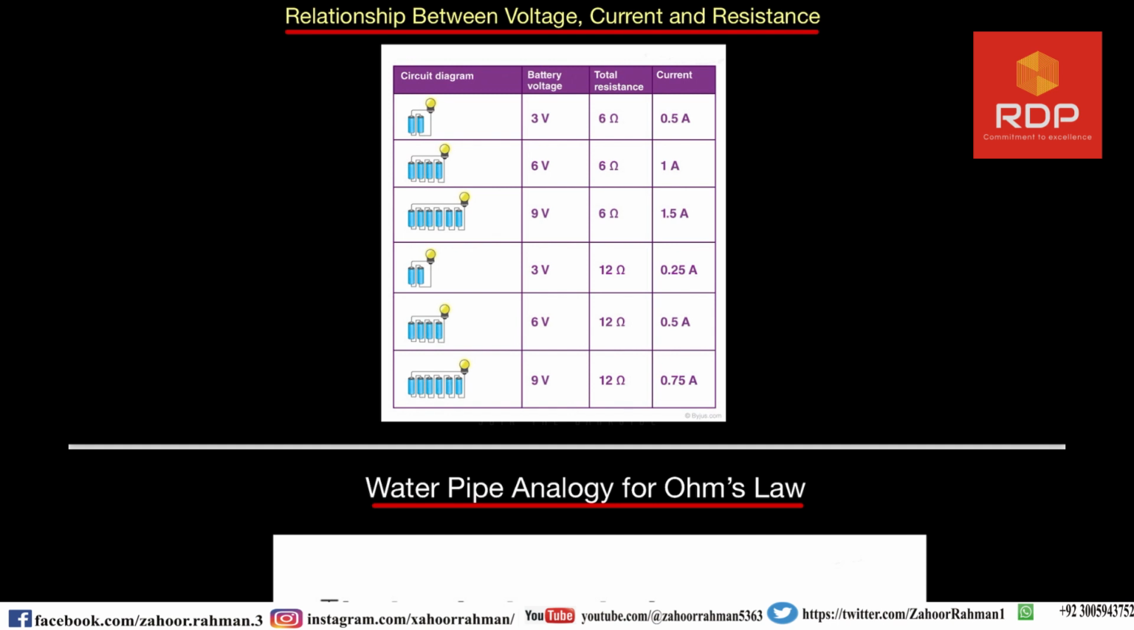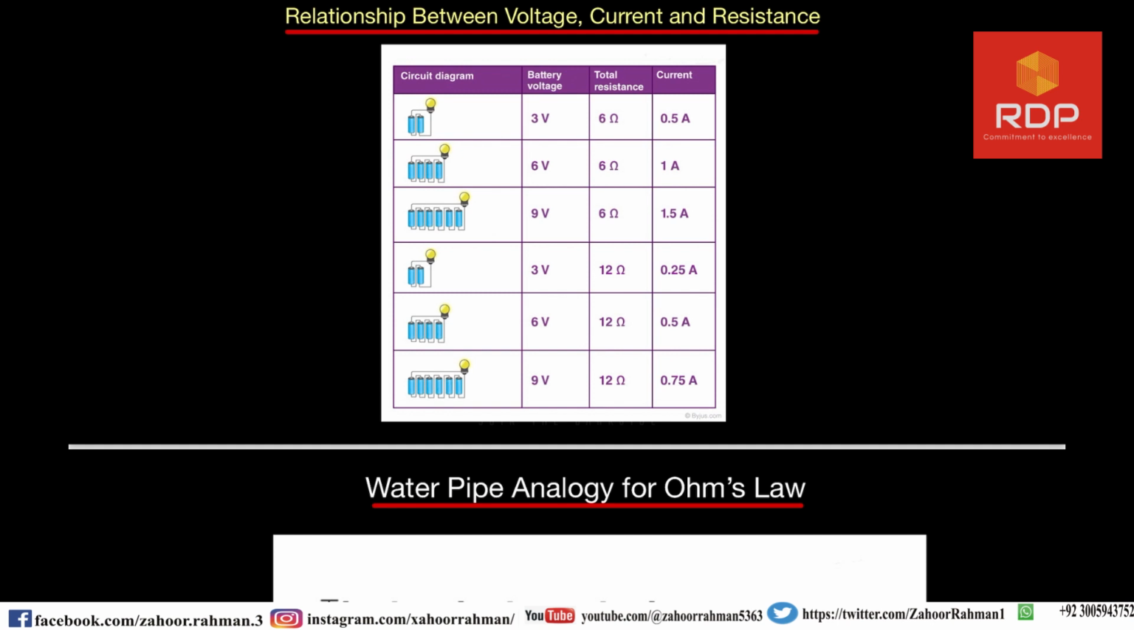Similarly, 6 volt, the second row and the fifth row, that is 6 volt. The resistance in this case is constant. So you can see that if the voltage is the same but the resistance is double, then the current is halved. You can see that in the first row there is 0.5 ampere of current. But in the fifth row, the voltage is the same, but the resistance is larger, so it is half, and that is 0.5.